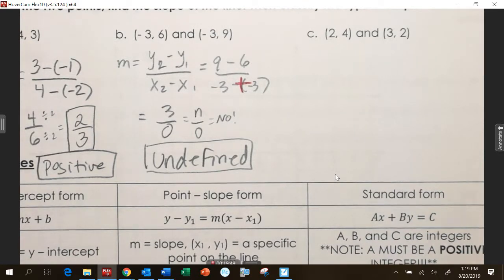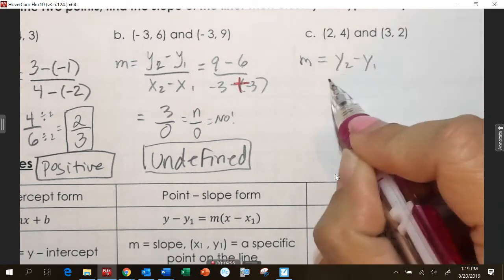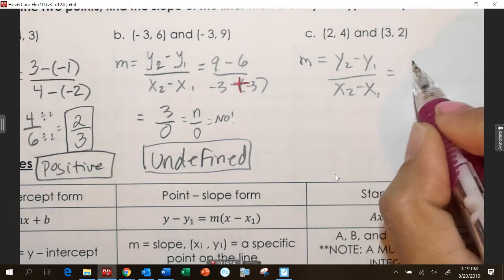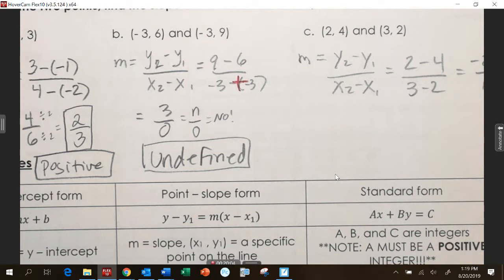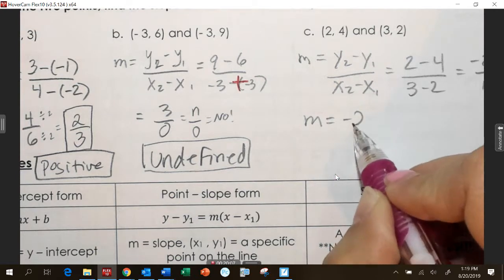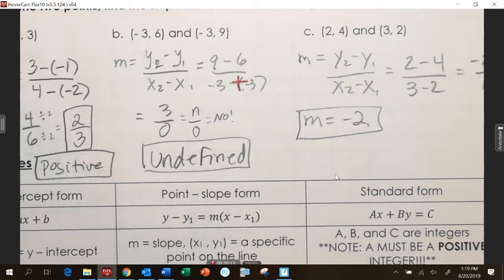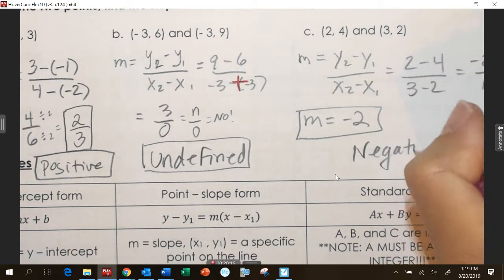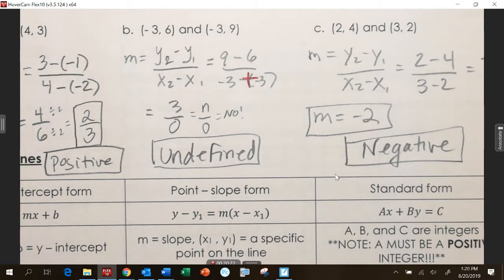The last one. I'm hoping you're working a little bit faster than me. I don't have my formula memorized. y2 minus y1 over x2 minus x1. That's going to be 2 minus 4 over 3 minus 2. Negative 2 over 1. That reduces to negative 2. Then I classify it, and it is what? Bless you. Negative. Are we feeling this? Too easy? Too easy? Good. Enjoy it while you can.